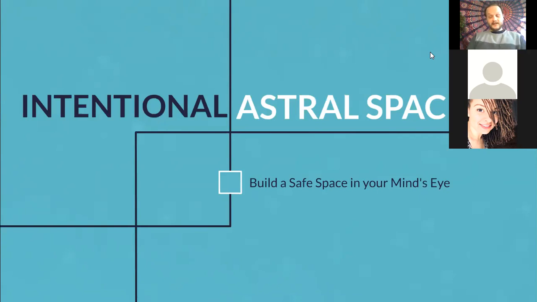It's an interface to the subconscious. So, one of the primary practices that we do in Akashic Trancework is creating first this intentional astral space. And you can have as many as you want to, but you want to have at least one. You want to have a safe space, a safe inner space.